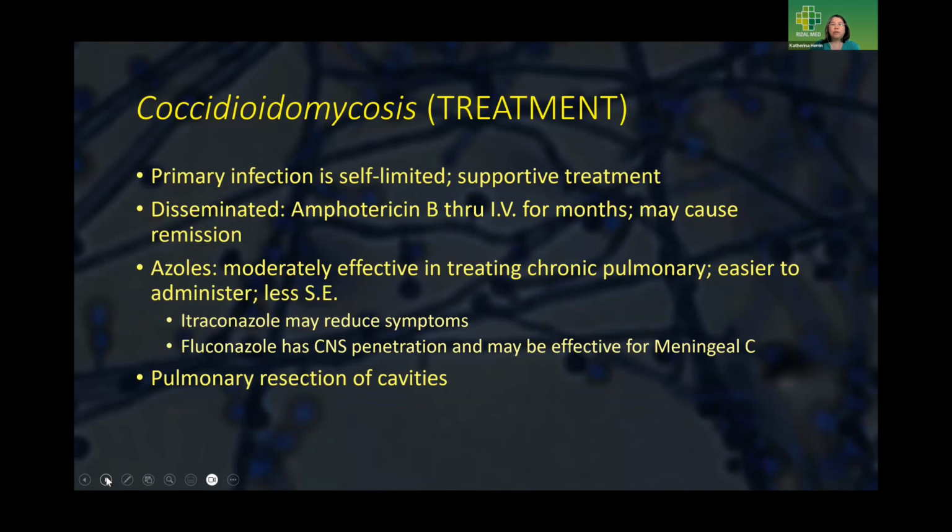Primary infection with C. immitis is self-limited and usually requires only supportive treatment. Disseminated infection will require treatment with amphotericin B for several months. Azoles are only moderately effective in treating chronic pulmonary infection, but they are easier to administer and have less side effects.